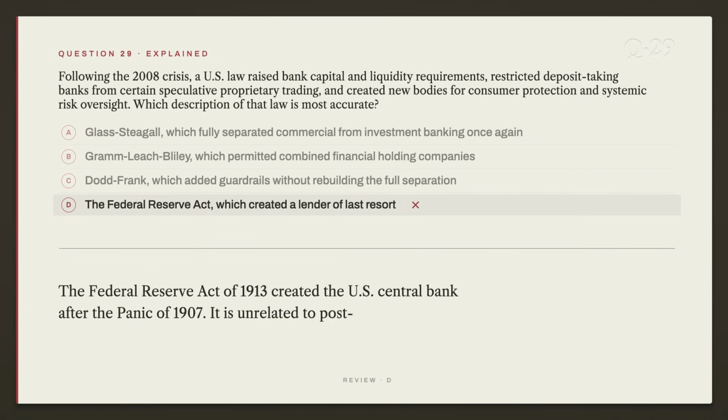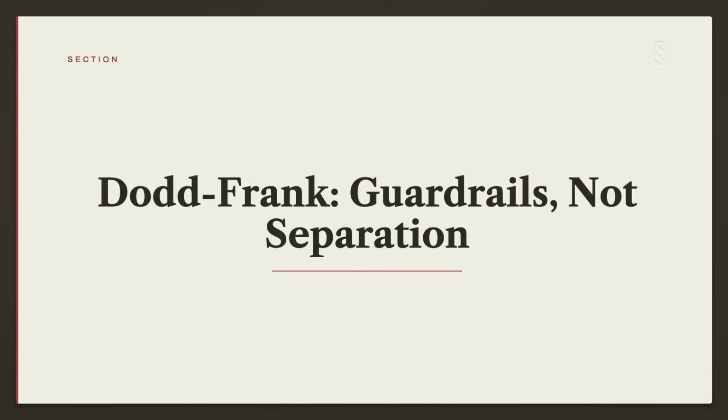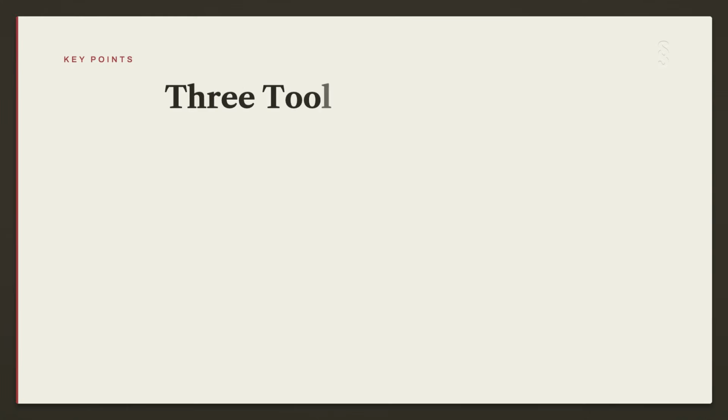It is unrelated to post-crisis capital rules or proprietary trading limits. The most important fact about Dodd-Frank is what it did not do. After a crisis blamed on combined deposit-taking and market activity, Congress chose not to reinstate Glass-Steagall separation. Instead, it built guardrails around the combined institutions the earlier repeal had allowed.